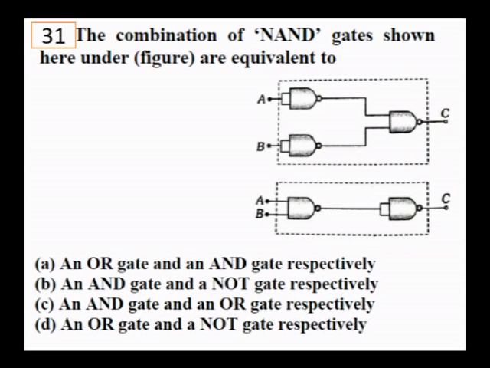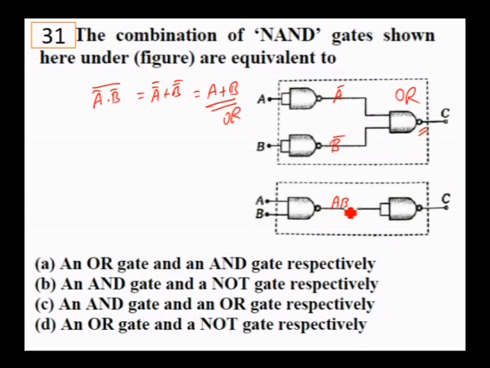The combination of NAND gates shown here is equivalent to... So you are having A, this becomes A bar, a shorted input NAND will become a NOT gate. This also will be like B bar. A bar and B bar are fed to a NAND gate. So it is like saying A bar dot B bar, and then you are taking the inversion with this bubble. Now this can be written like A bar bar plus B bar bar. This is A plus B. This represents an OR gate. So this will be an OR gate, and this is an AND gate.